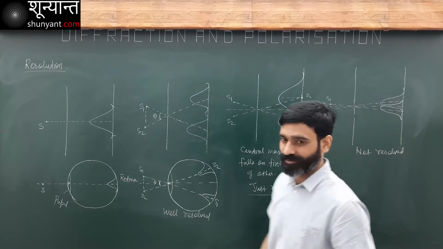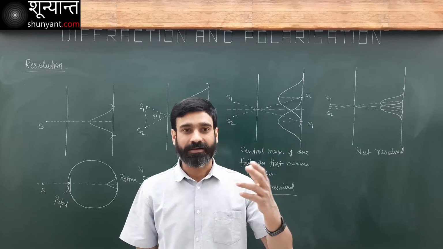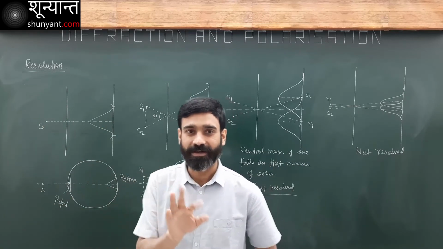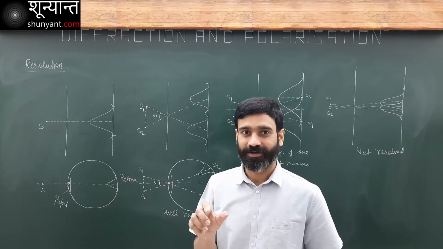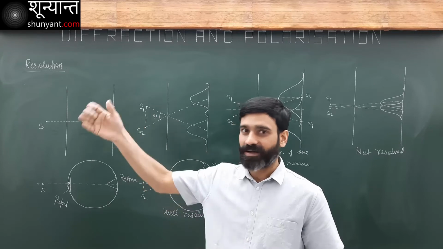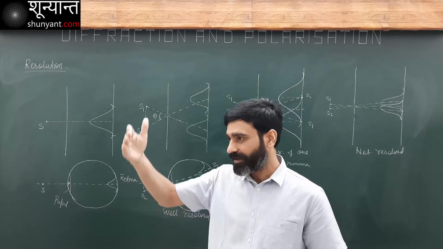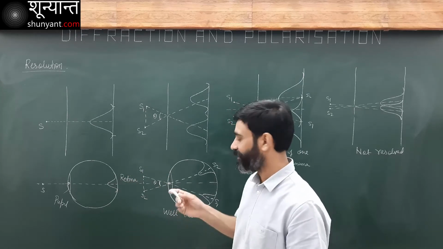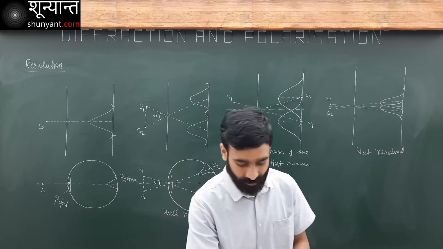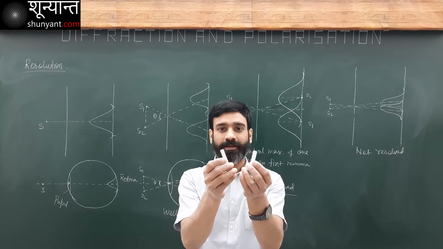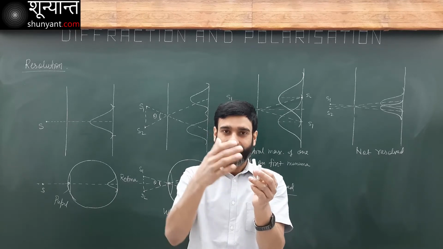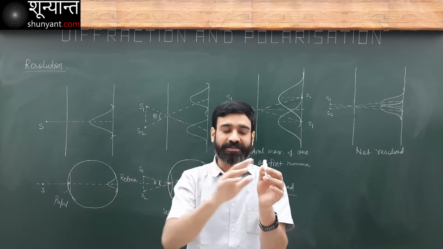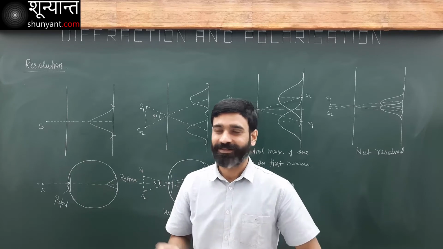And this is a very common observation. Suppose you are looking at some vehicle, some car coming from a distance. When the car is at a large distance, the two headlights appear as one. As the car approaches, at a certain distance they start appearing as two. If you move away from these two objects, after a certain distance they will start appearing as one. This is known as resolution.